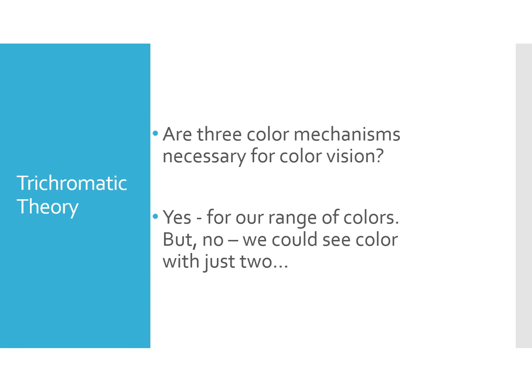Are 3 color mechanisms necessary for color vision? Well, yes, for our range of colors, but no, we could see with just 2 of these cones or 2 color mechanisms. We just wouldn't see the same range of colors. And we've already started some of this discussion in my section 1 class because they were asking questions about color blindness, or what's better referred to as color deficiency, because they are deficient in their color vision.